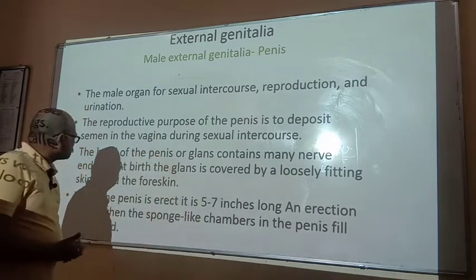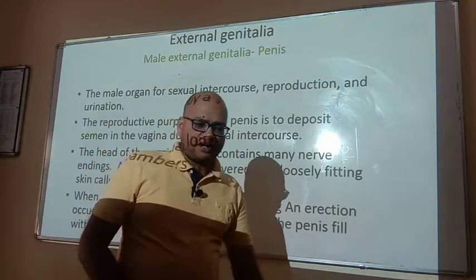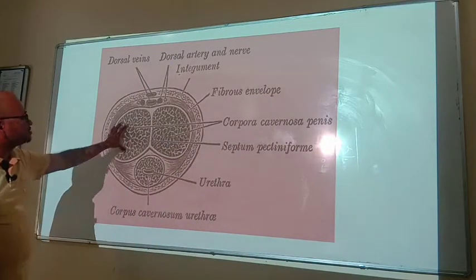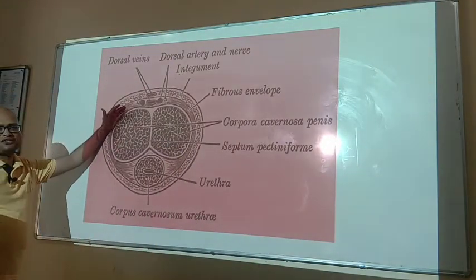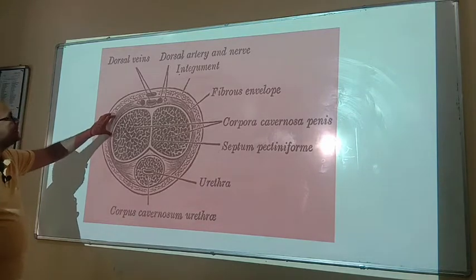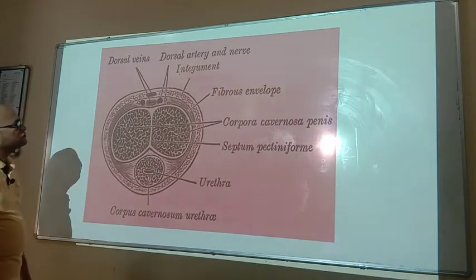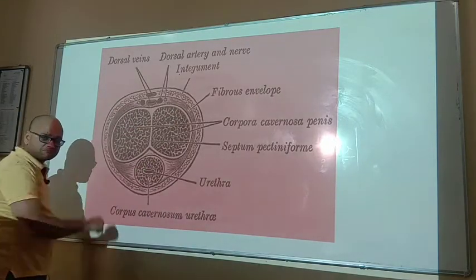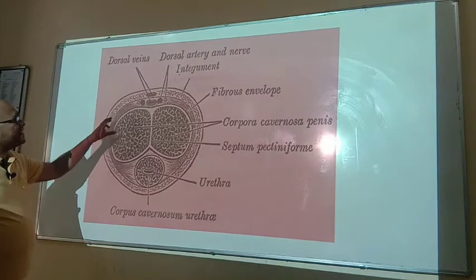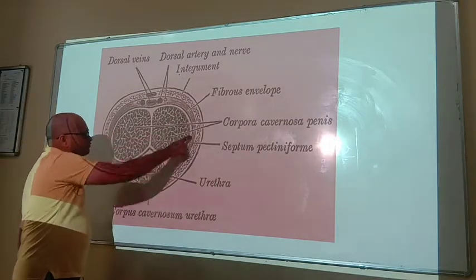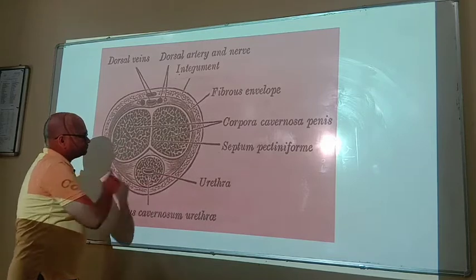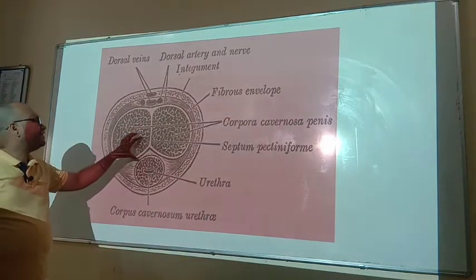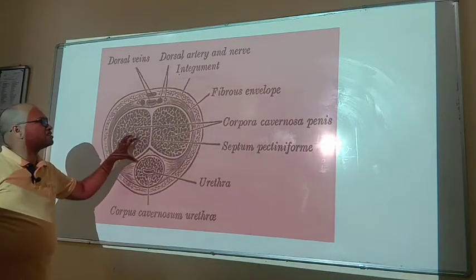Now we are going to see the transverse section of the penis to study its internal structure. Here is the transverse section of the penis. In this transverse section, this is the outer layer, called the integument. Inside that, the fibrous envelope is found. Inside the fibrous envelope, three parallel tubular structures are found.